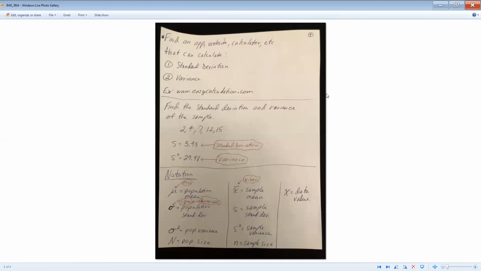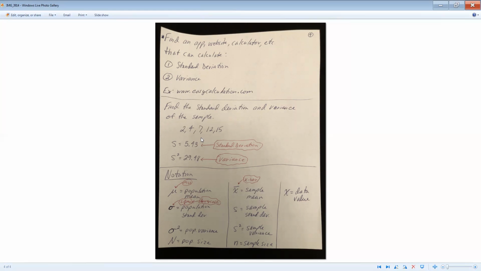Our book doesn't focus on the process of calculating the standard deviation and variance, but the application. So not the calculation, but the application of the standard deviation and variance. What you need to do is make sure you find an app, website, or calculator that can calculate the standard deviation or the variance. An example of that is easycalculation.com, where there are plenty of free apps and free websites that are reliable and can calculate the standard deviation and the variance. So make sure you find something of that nature.